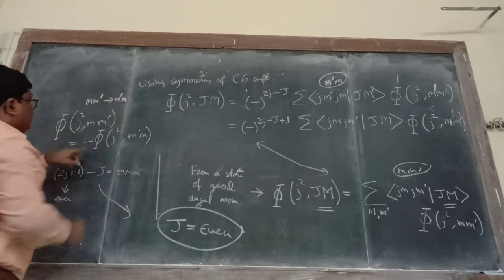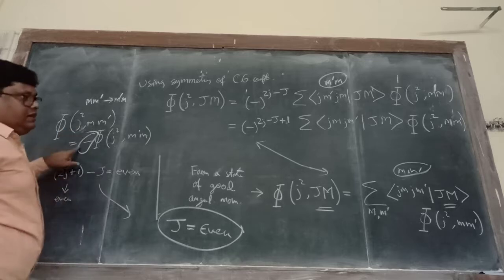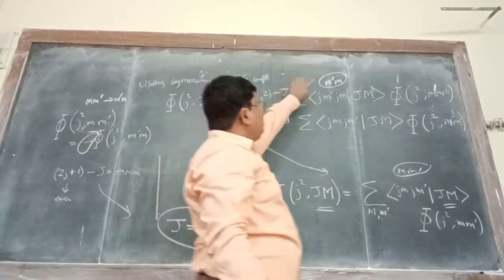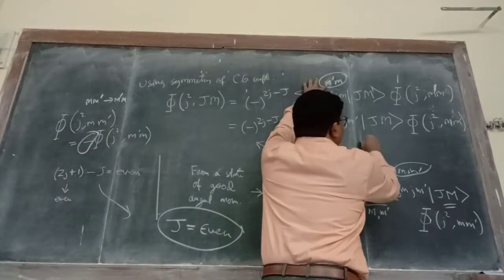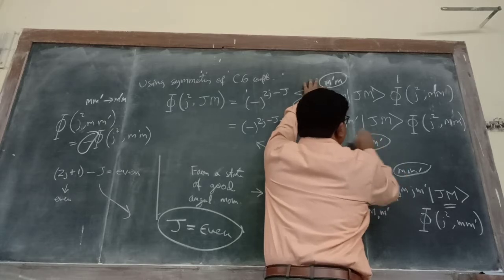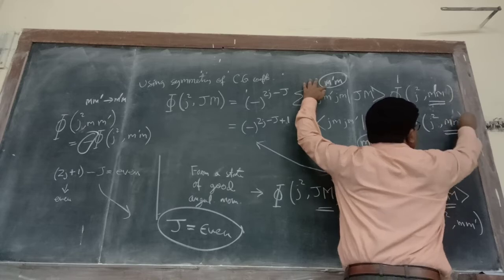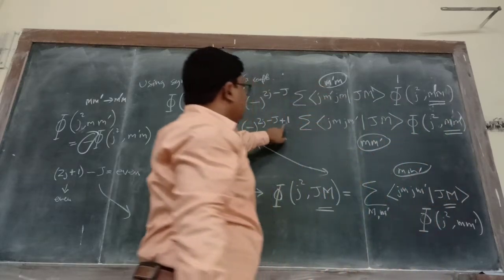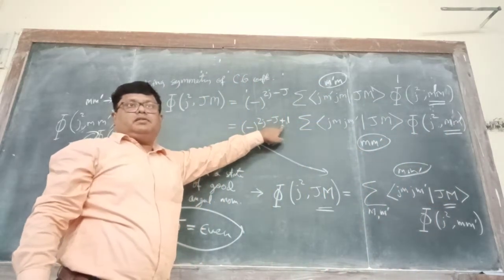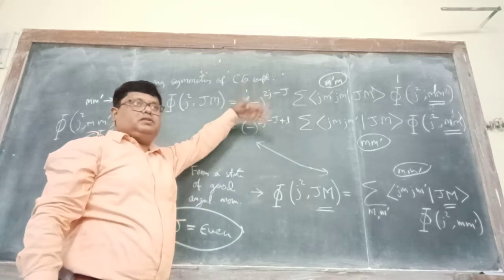While doing this, you pick a negative sign. So if I am going to m prime m from m m prime over here, see the prime. Here m prime m, here prime. So I will pick a negative term. So it is over here. Okay? So this is the clarification.